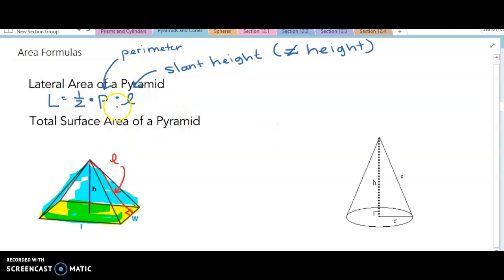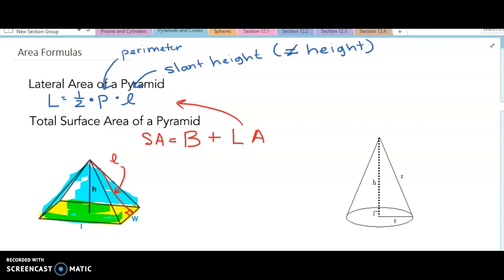Okay, so if that's my lateral area, my total surface area is going to be the area of the base, and we only have one base, plus my lateral area. Okay, so plus whatever I get up here.